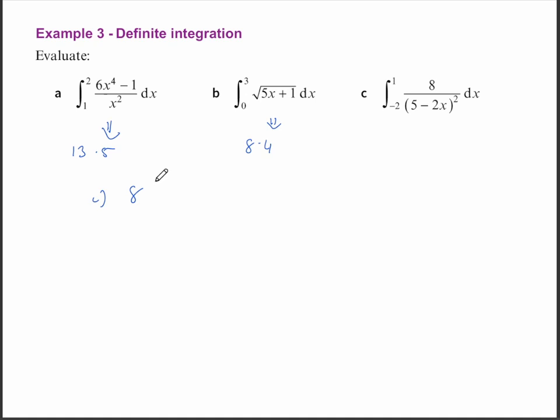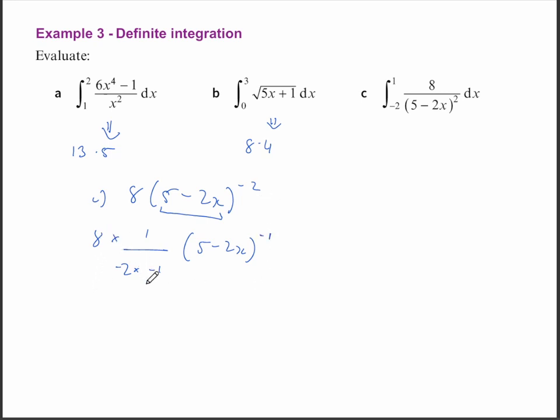Finally, for c, we have this right here. So 8, 5 minus 2x to the power negative 2. And we have to integrate that with these two limits, the upper limit being 1, the lower limit being negative 2, with respect to x. So firstly, we integrate normally, as we would. We're going to have whatever's outside the bracket, so 8, multiplied by 1 over the differentiation of whatever's inside, which is negative 2, multiplied by n plus 1, which is negative 2 plus 1, which is negative 1. Then multiply by the bracket as it is, 5 minus 2x, to the power n plus 1, so negative 2 plus 1, which is negative 1.